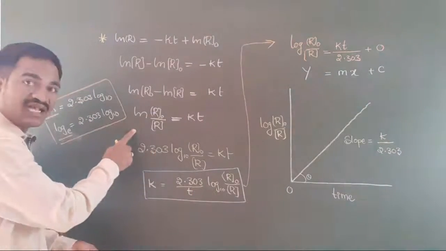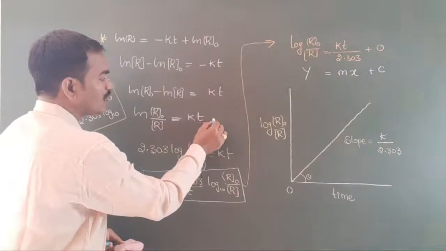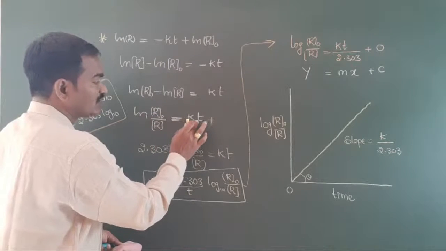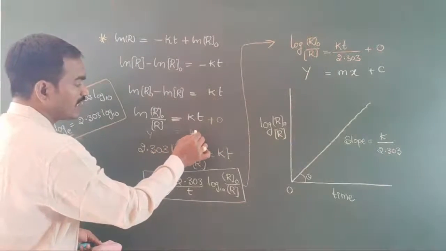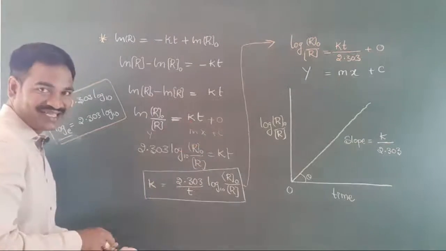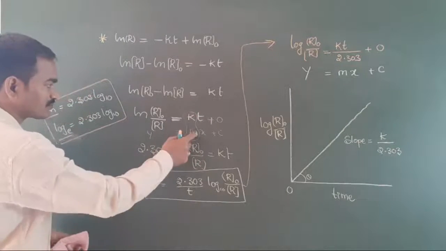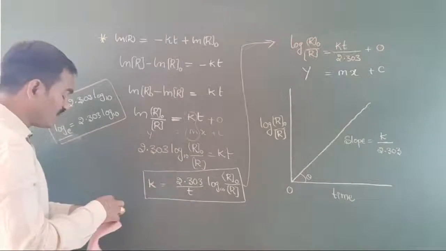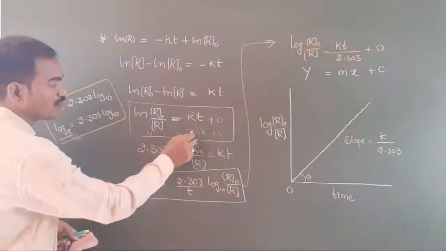You can draw for ln also, nothing will happen here. Here you take ln r naught by r plus is equal to kt plus 0. Here you compare with y is equal to mx plus c. Same thing, but here slope is what? Here you have to focus. Slope is equal to k. Only k will come. If you plot a graph for this equation, slope is equal to k.